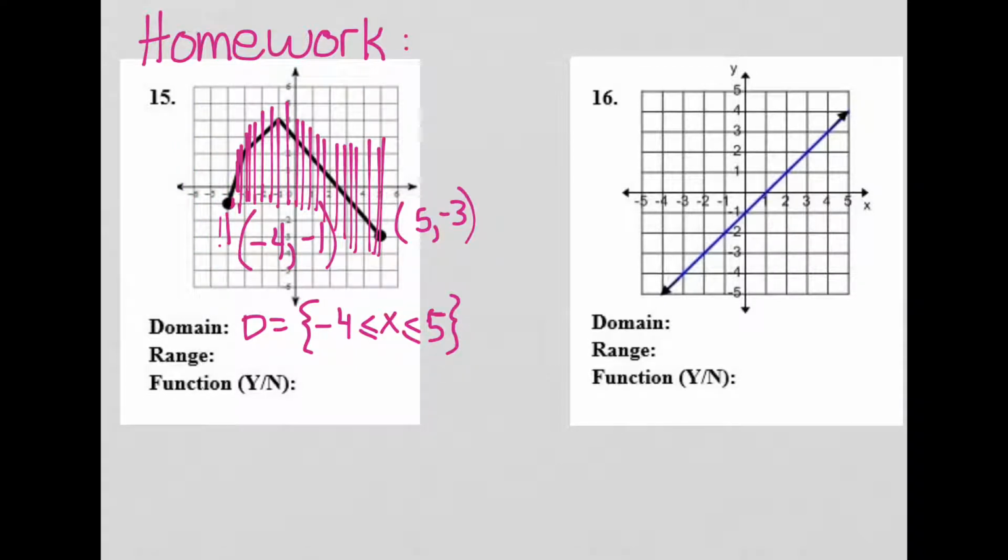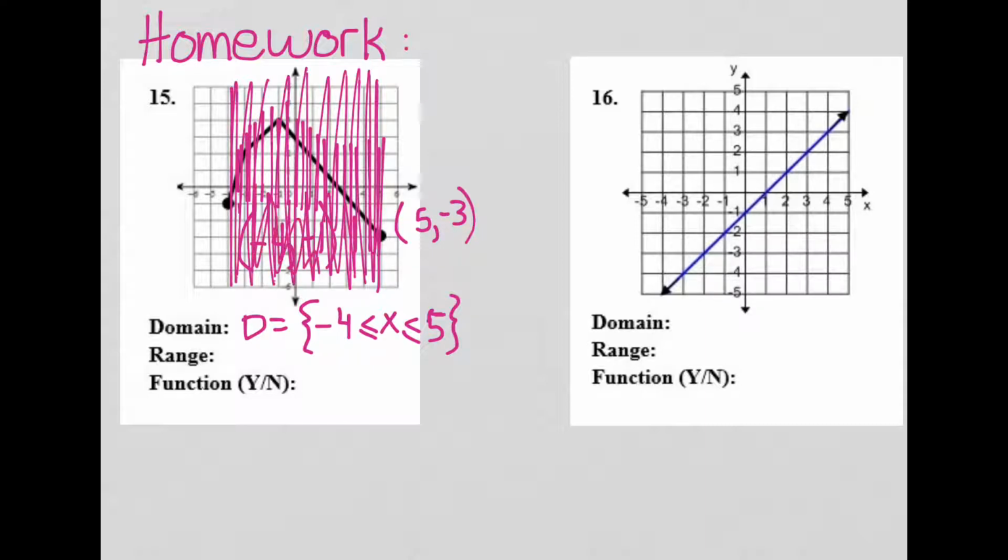Now I'm going to kind of erase my little scribbling and show you that it can kind of be drawn like this. This whole section right here is all the x's I was using. All the x's in there started at -4 and I went all the way to 5. That's my domain.